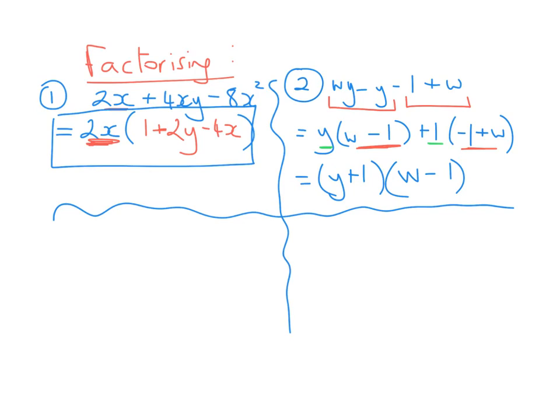The way you're going to spot a gang of 4 question or a grouping question is that it's going to have 4 terms from the junior cycle, and they won't all have something in common. If they all had something in common, then you could have done the first method. But because they don't, you're going to use your gang of 4 method.